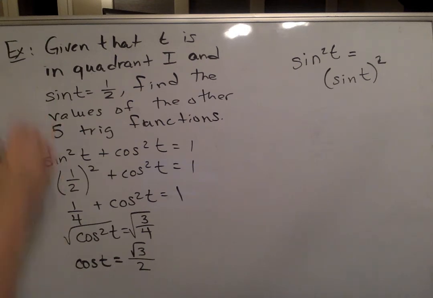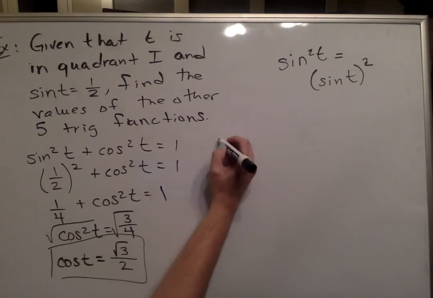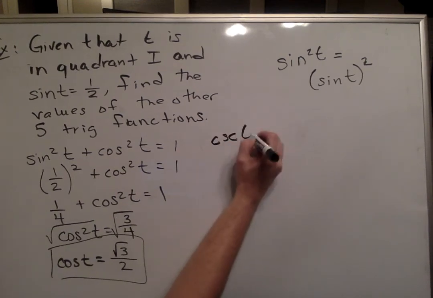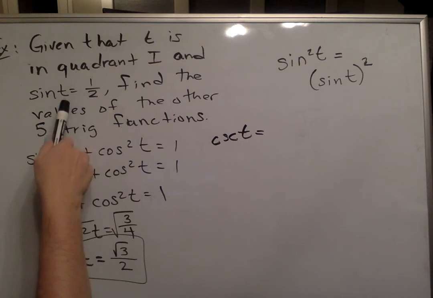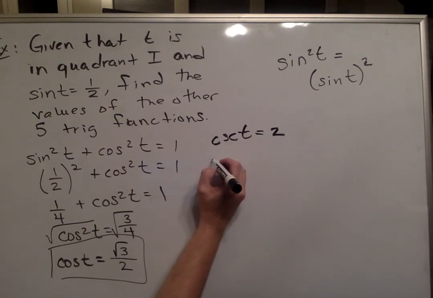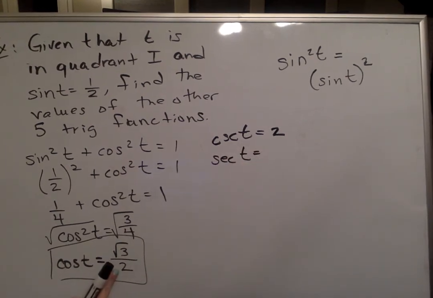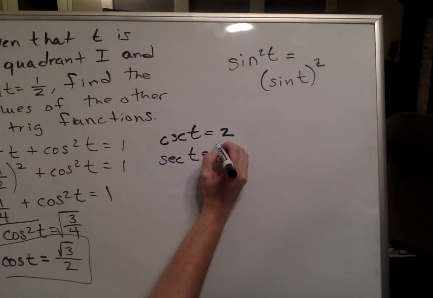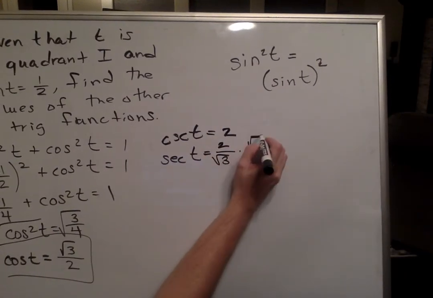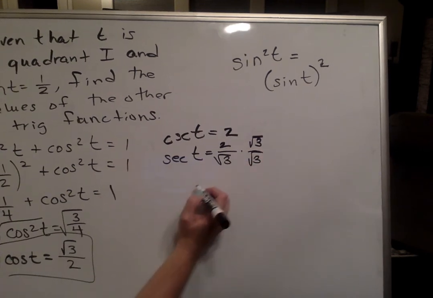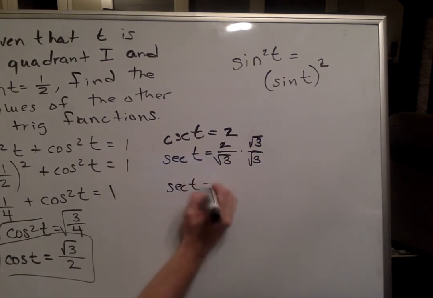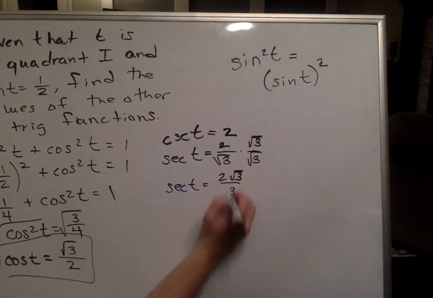Now, using the sine and the cosine, I can go and find the value of the other 4 trig functions. We had 5 total to find, but we just found cosine. We know that the cosecant is the reciprocal of sine. Sine is 1/2, and the reciprocal of that is 2. We know that the secant is the reciprocal of cosine, so that's going to be 2 over the square root of 3. Then we'll rationalize so that we get that the secant is 2 square roots of 3 over 3.